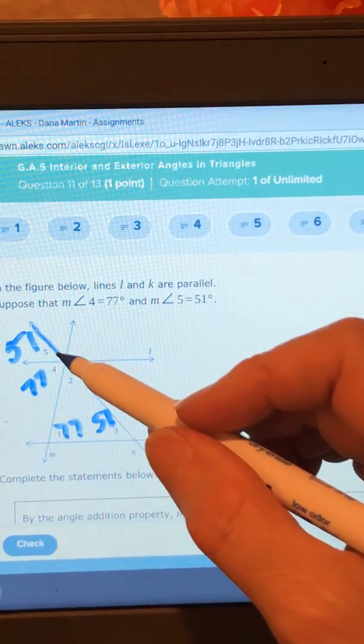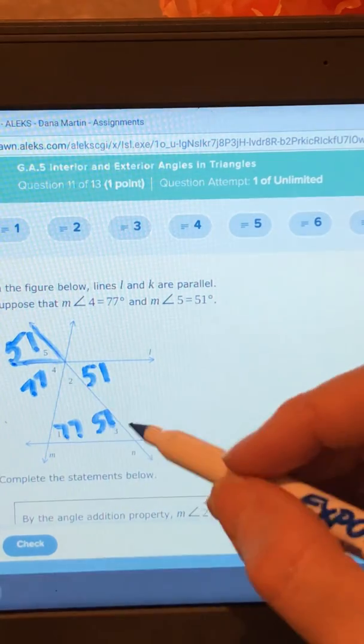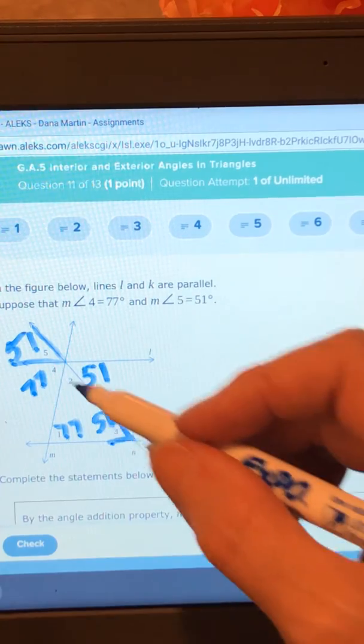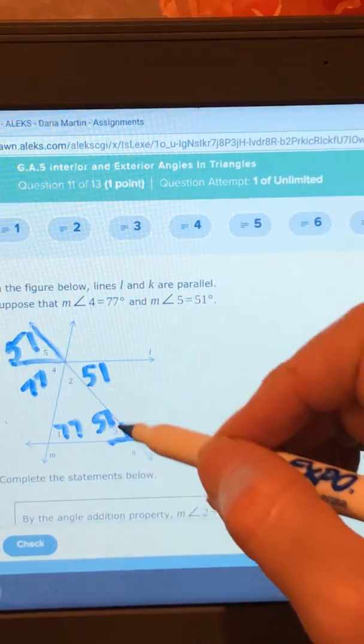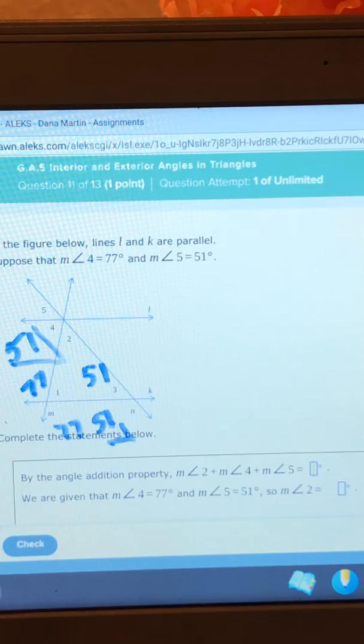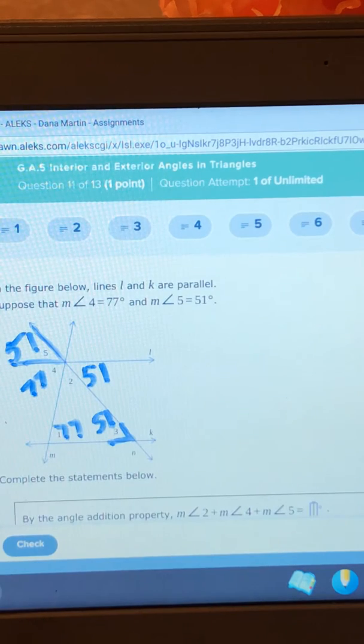See this angle right here? That is the exact same angle on this transversal as this one. Those are corresponding angles. So that's the other reason why angle 3 is 51, okay?